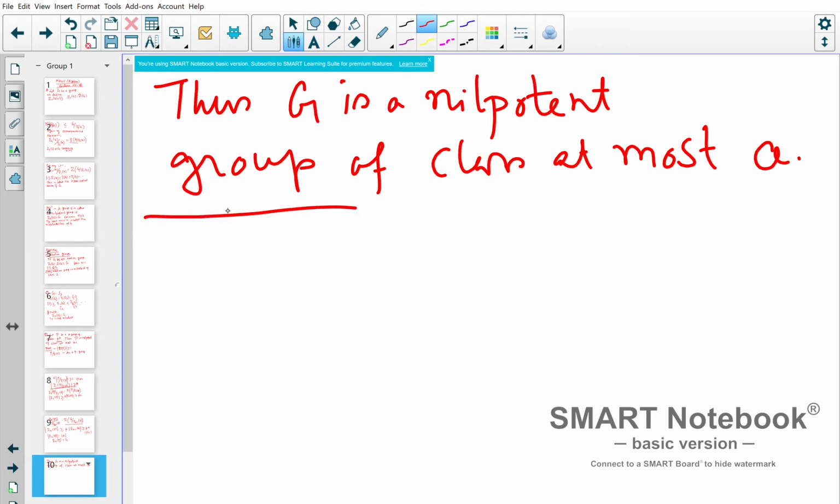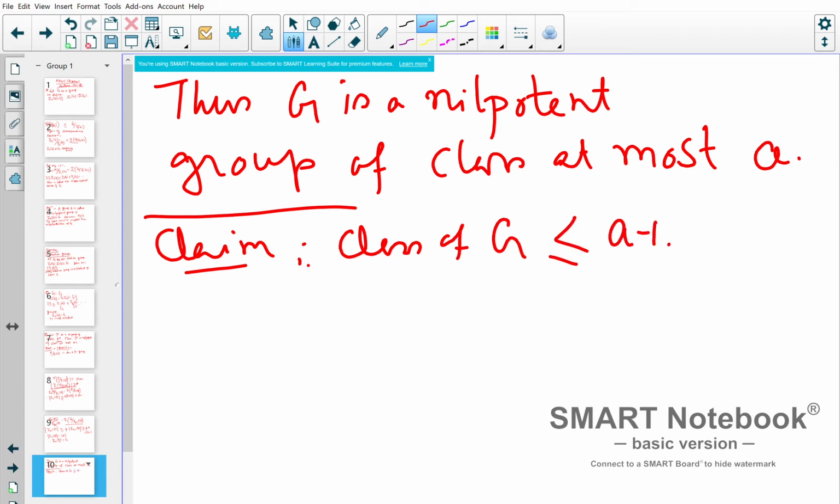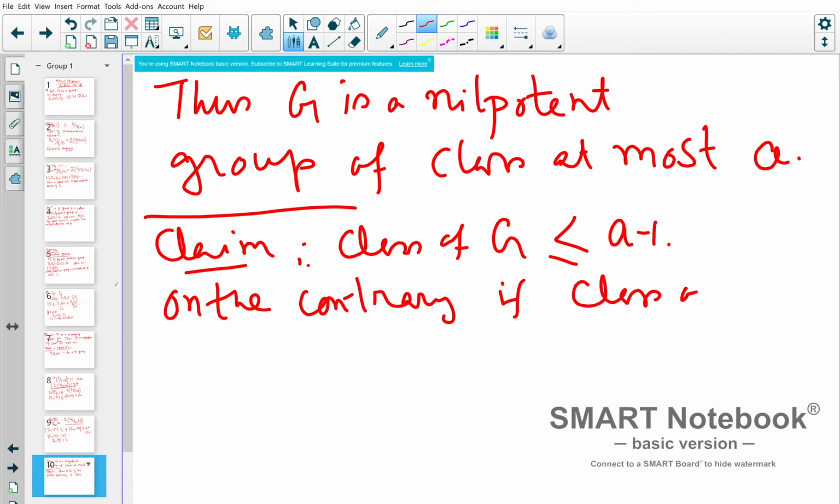So, claim that the class of G is less than or equal to A minus 1, strictly less than A. Okay, now how to prove this kind of statement? On the contrary, if the class of G is A, then what happened? Class of G is A means what? That means each center is succeeded by the previous one by a factor of P, right?